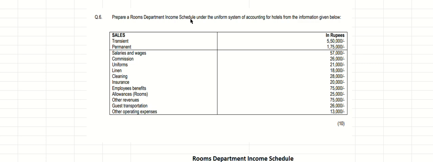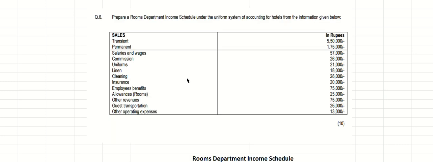Prepare the departmental income schedule as per the uniform system of hotel accounts. Here we are going to prepare a room schedule. See the question: prepare a room department income schedule under the uniform system of accounting for hotels. From the information given below, we have to find out what all things are there.